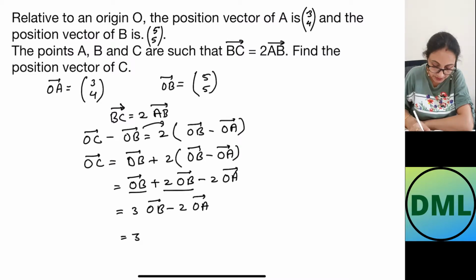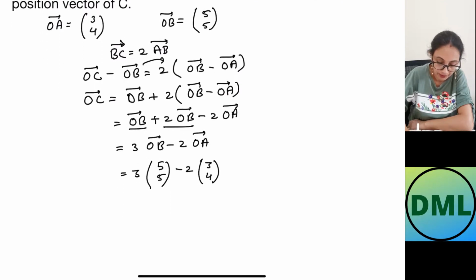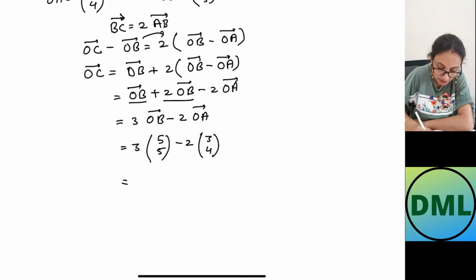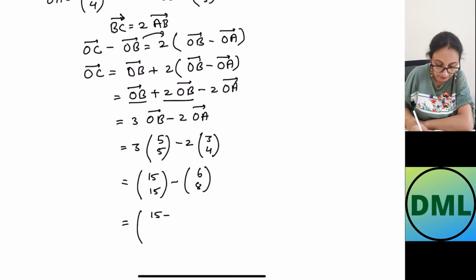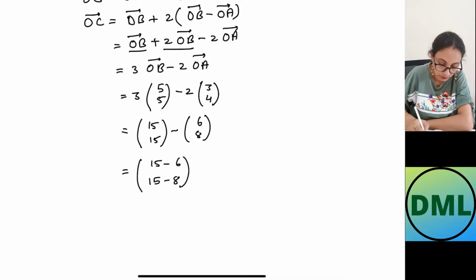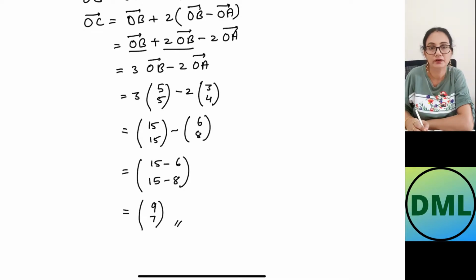Let's substitute the values here. OB vector is (5, 5) minus 2 times OA vector, which is (3, 4). Now we do the scalar multiplication here, so that can be written as (15, 15) minus (6, 8). Now let's solve it here. That will be 15 minus 6 and 15 minus 8, so that will be equal to (9, 7). So that will be your answer for the position vector of C.